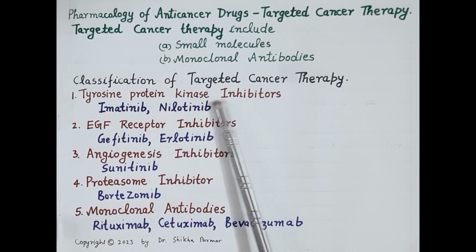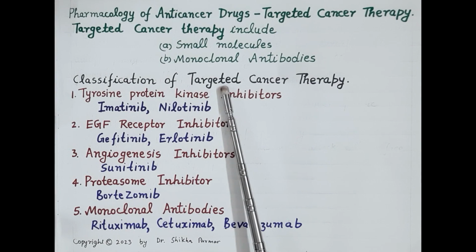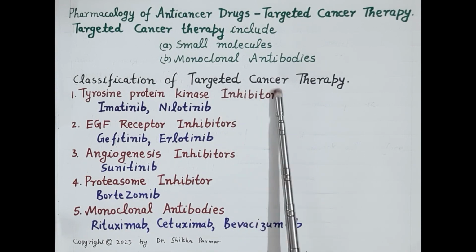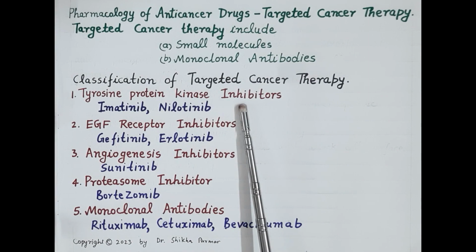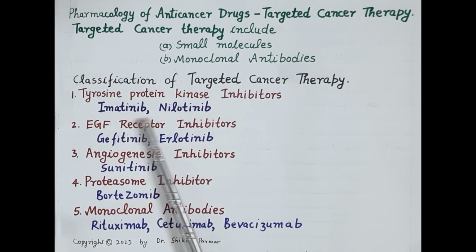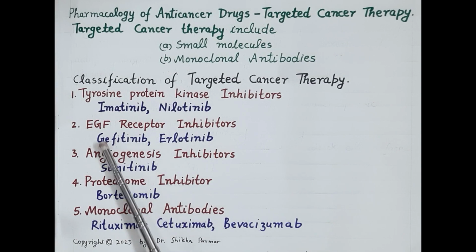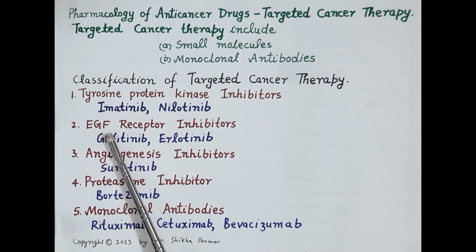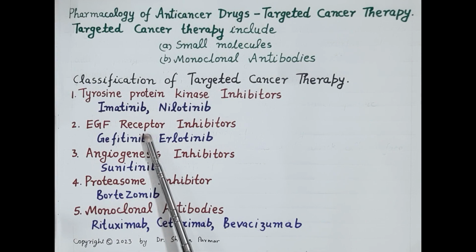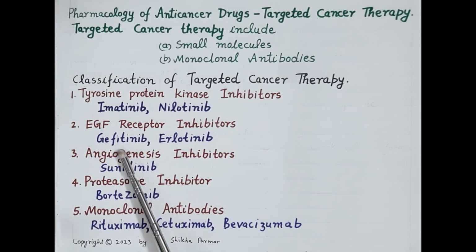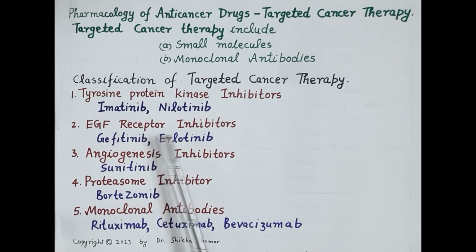Now, let's study the classification of targeted cancer therapy. Targeted cancer drugs are classified into 5 main categories. The first category is tyrosine protein kinase inhibitors. The drugs are imatinib, nilotinib. These drugs inhibit tyrosine kinase. Then, a second category is epidermal growth factor receptor inhibitors. Epidermal growth factor receptors are receptor tyrosine kinases. So, these drugs, namely gefitinib and erlotinib, are epidermal growth factor receptor inhibitors.